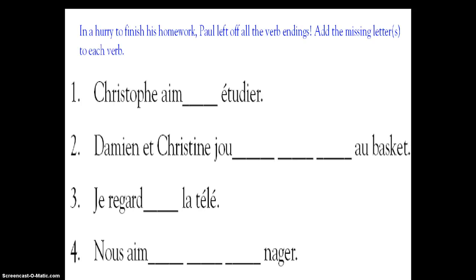Okay, now for this one here, we just need to check the endings, right? So now we're actually going to conjugate the verb. We have Christophe. Christophe is a he. So what's the ending? E. Okay, Damien et Christine, two people. It's plural, so it's like three blank here. So E N T, right? And then je, la télévision is je, so it's going to be E. Nous, what's the ending? O N S, right? It's because it's nous. So nous aimons nager, we like to swim.